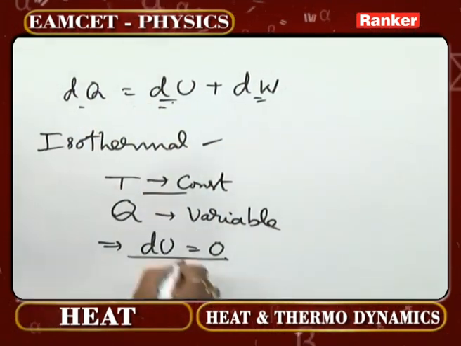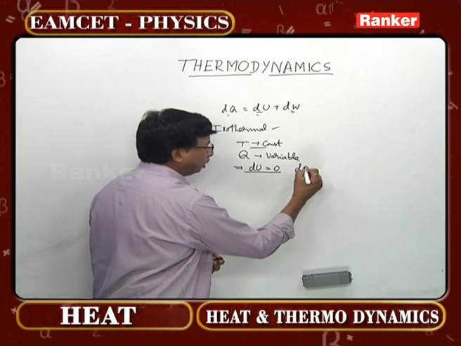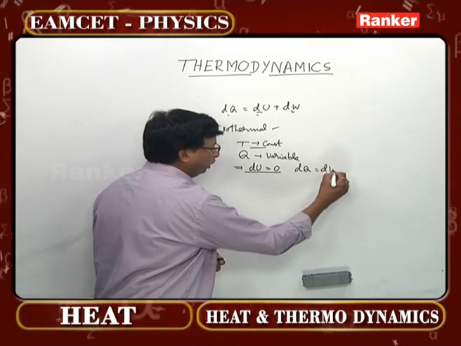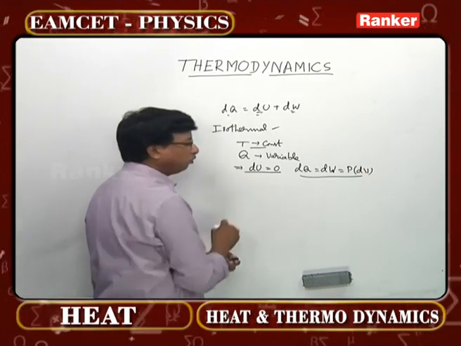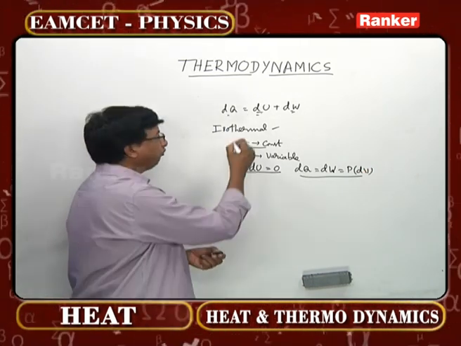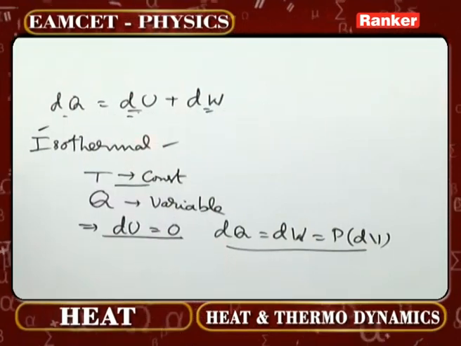Then how to write this equation now? dQ is equal to dW is equal to PdV. This is the way we used to represent the first law of thermodynamics for an isothermal process.